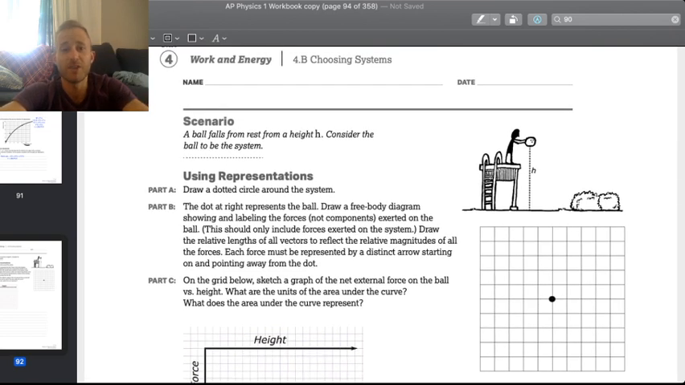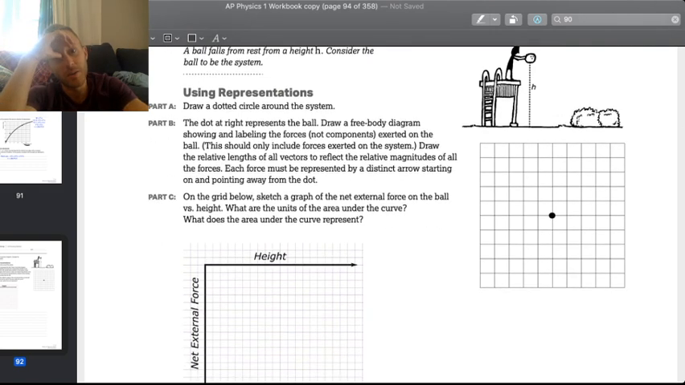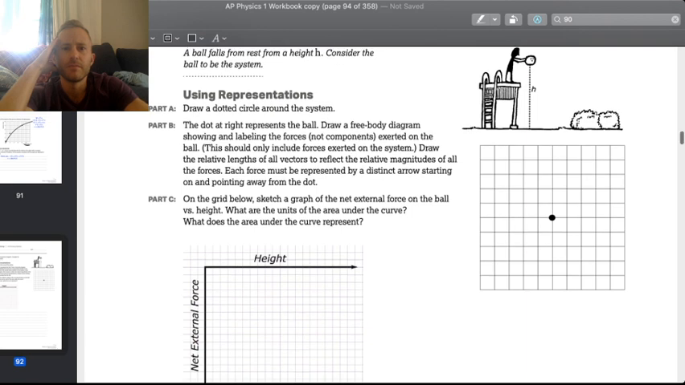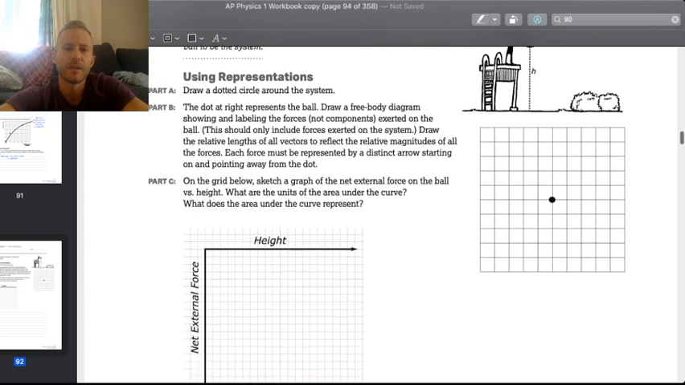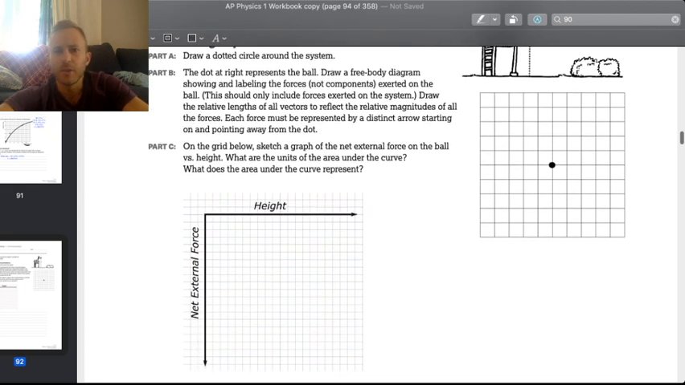Part A, draw a dotted circle around the system. Okay, I drew it. The dot at right represents the ball. Draw a free body diagram showing and labeling the forces exerted on the ball. Each force must be represented by a distinct arrow.